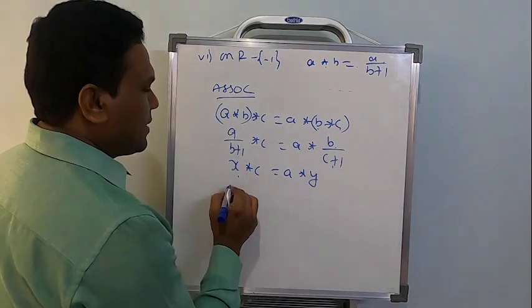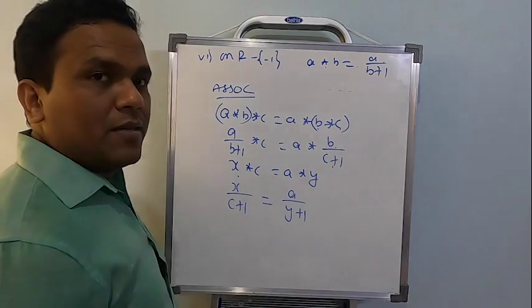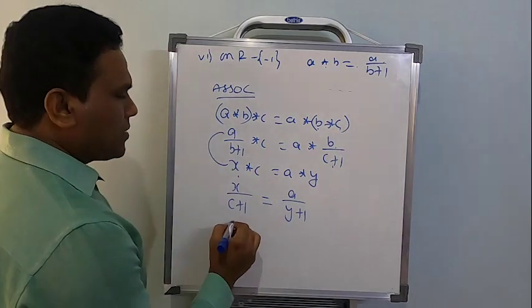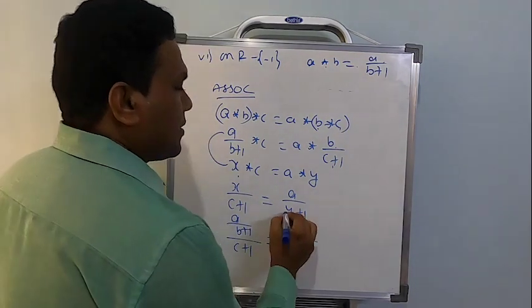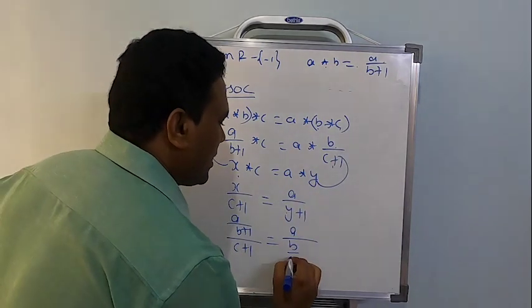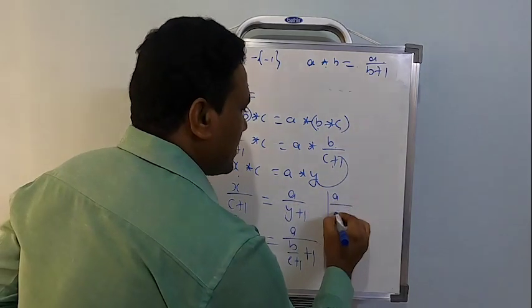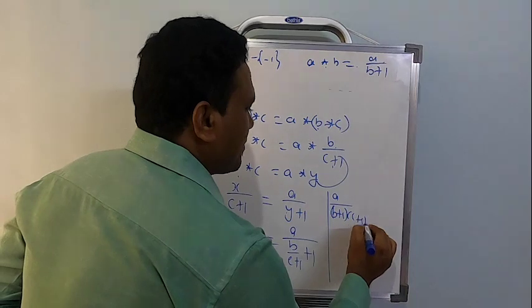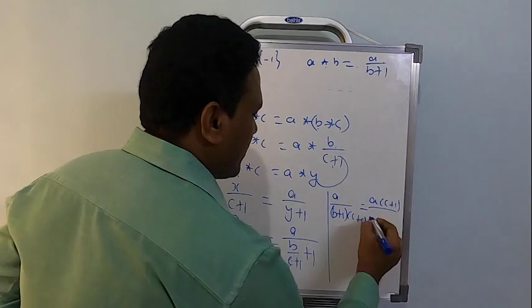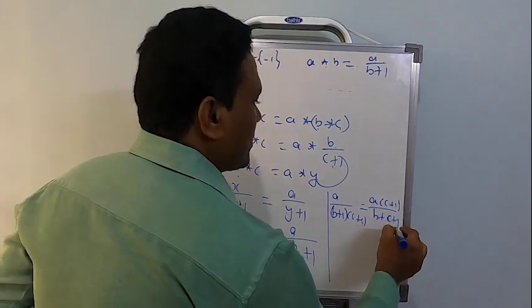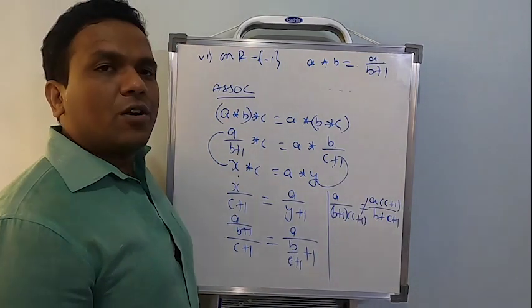X star C, once again the same definition, is X by C plus 1, equal to A by Y plus 1. Substitute for X and Y. The X value was A by B plus 1, and in the denominator C plus 1. Here it is A, and the value of Y is B by C plus 1. Let's go for simplification. The left hand side can be written as A by (B plus 1) multiplied by (C plus 1), and the right side after taking LCM is A multiplied by (C plus 1), with the denominator B plus C plus 1. Can they be equal? Certainly LHS is not equal to RHS, therefore it is not associative.